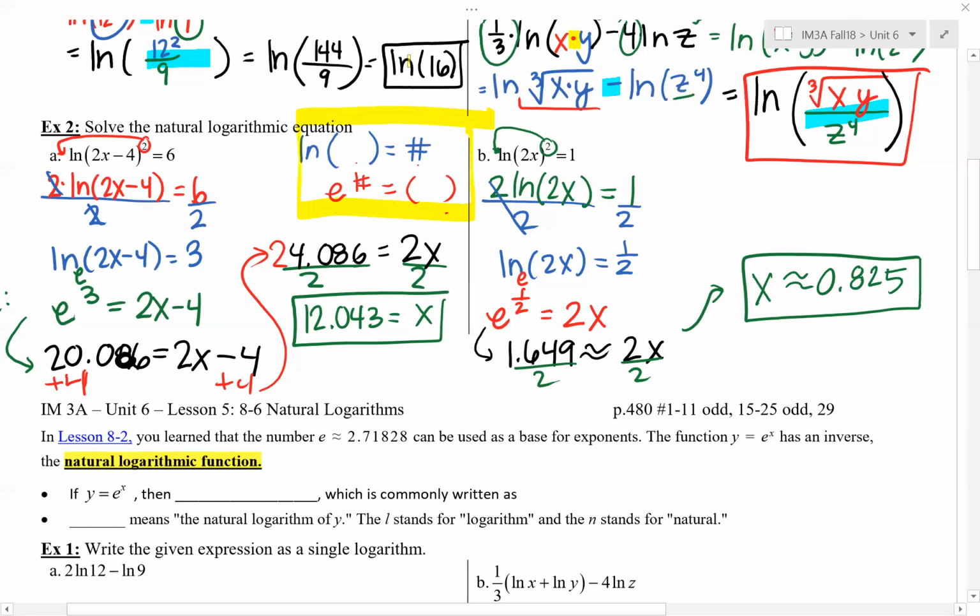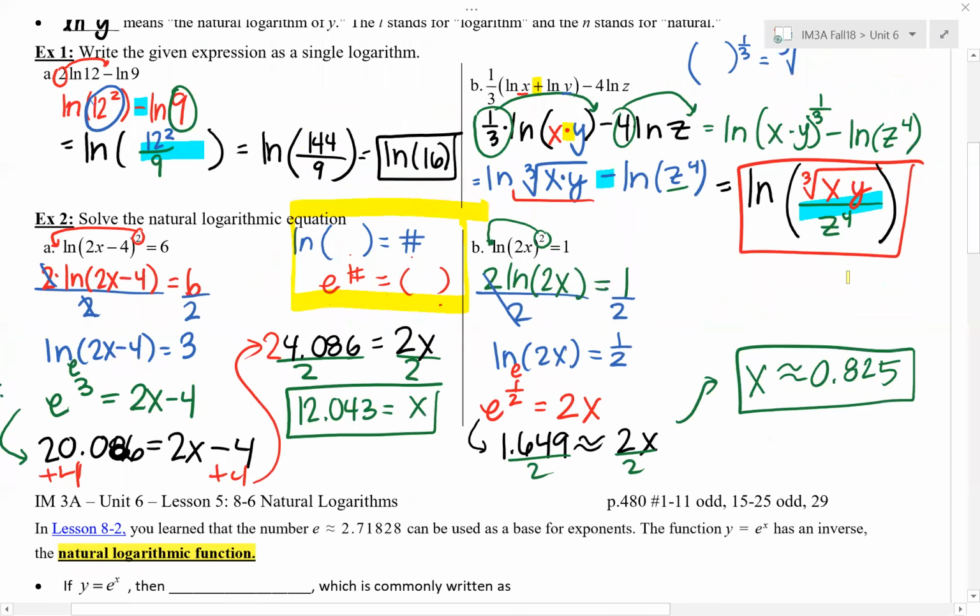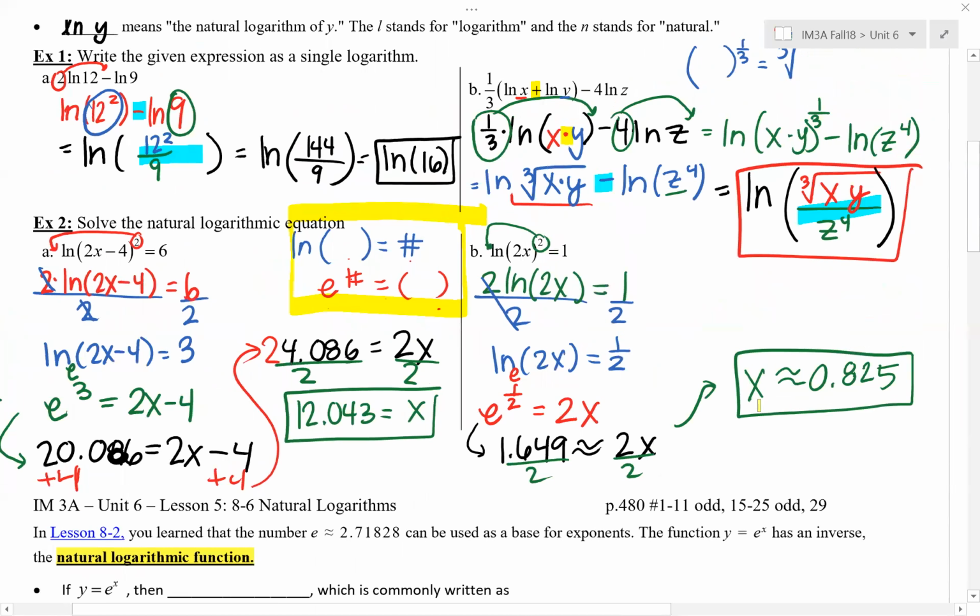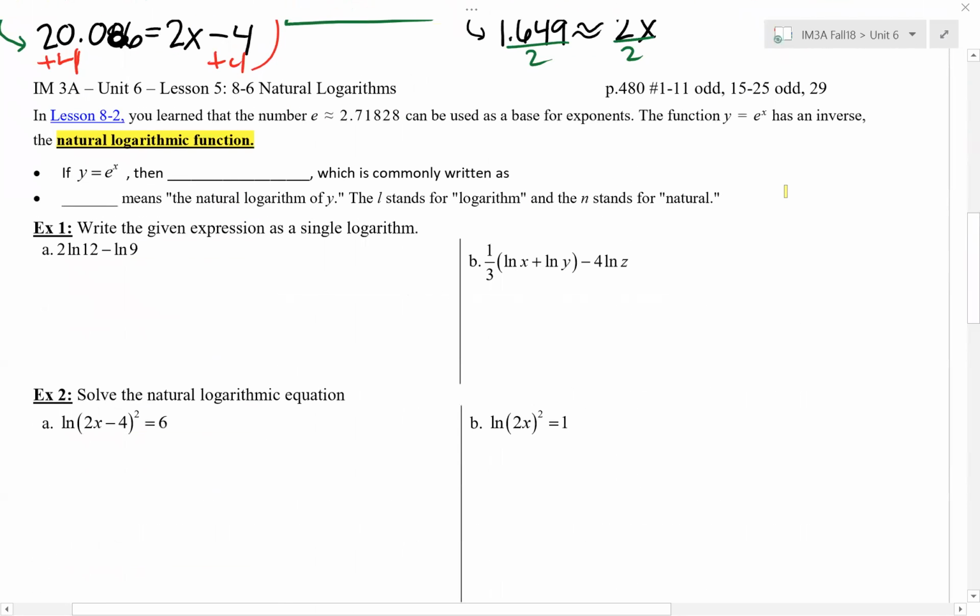So remember, for these problems, the first thing we want to do is get ln of something equal to a number, and then we're going to switch it to exponential form, which means we have e to that number. On the front side, we did writing the expression as a single log, which was using our properties. Then we solved the natural log equation, again, by switching to exponential form. Okay, so we're going to do some more on the back.